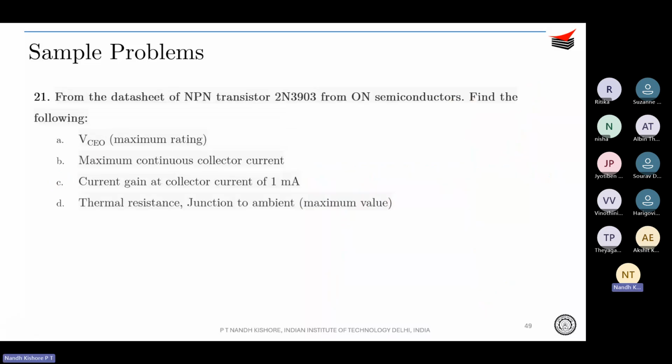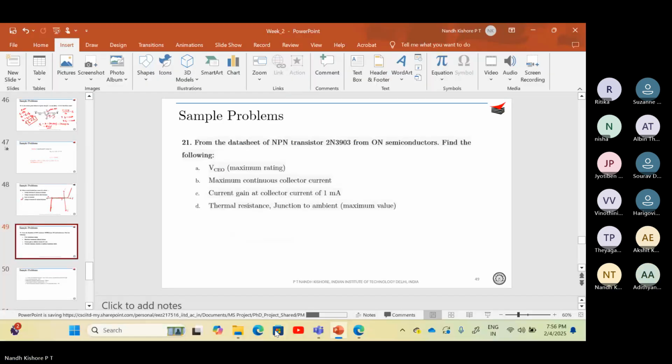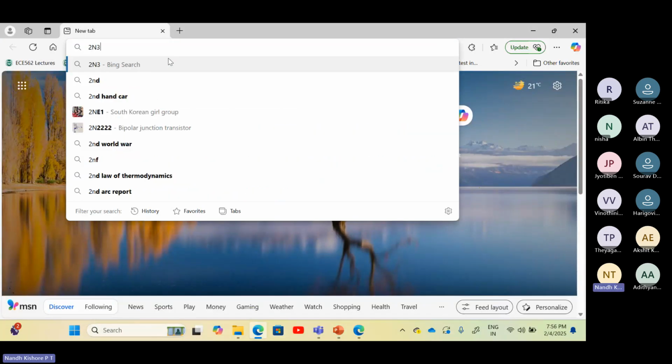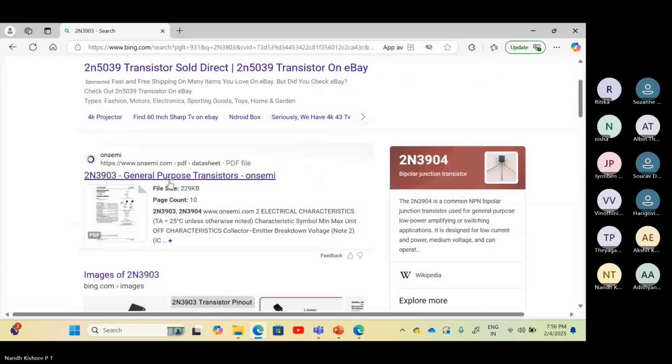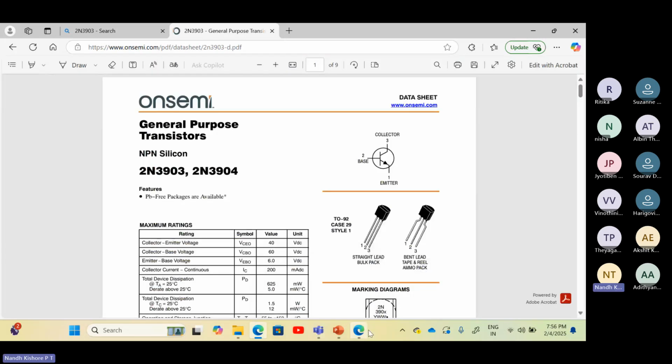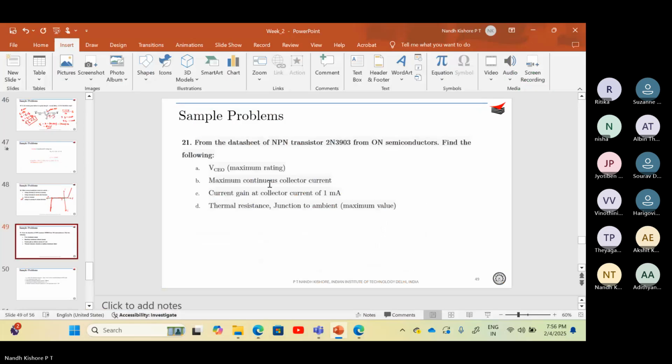Okay, so this will be the final question for the day. From the datasheet of NPN transistor 2N3903, find the following: VCE naught, maximum collector current, current gain, and thermal resistance.